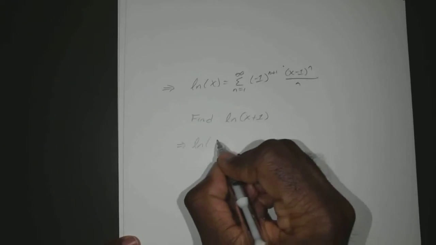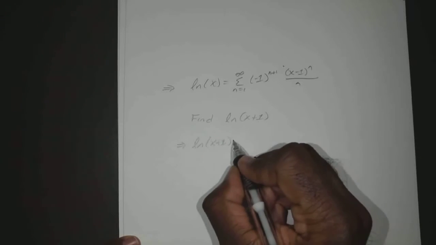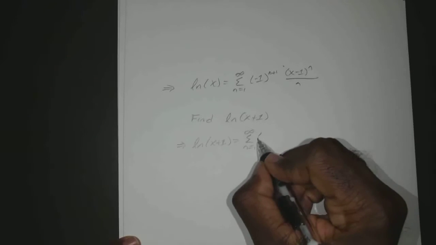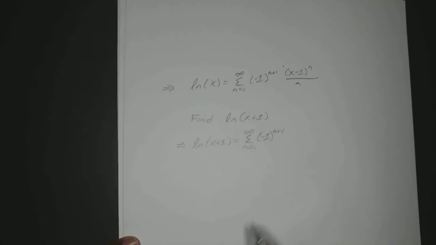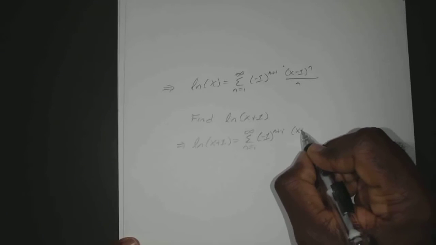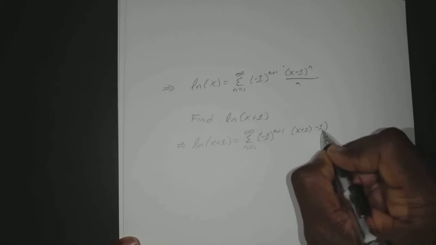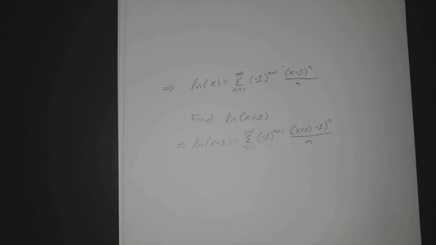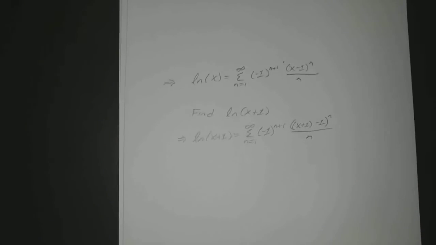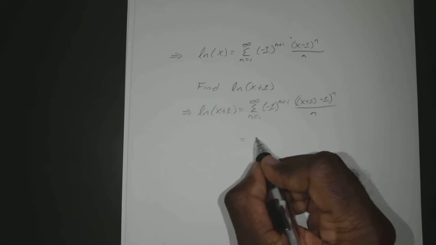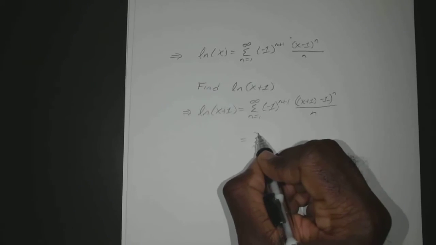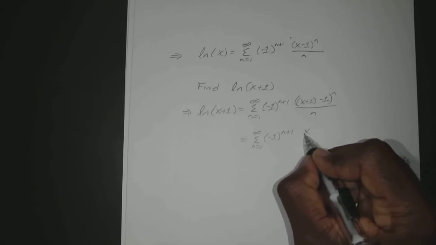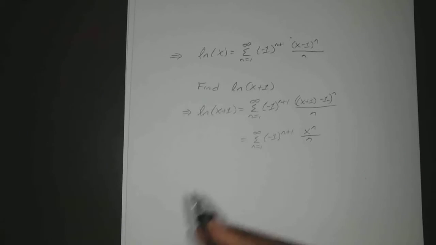So that means the natural log of x plus 1 is equal to the sum from n equals 1 to infinity of -1 to the n plus 1 times x plus 1 minus 1 to the nth power over n. Now, since the plus 1 and minus 1 cancel each other out, it's equal to the sum from n equals 1 to infinity of -1 to the n plus 1 times x to the n divided by n.